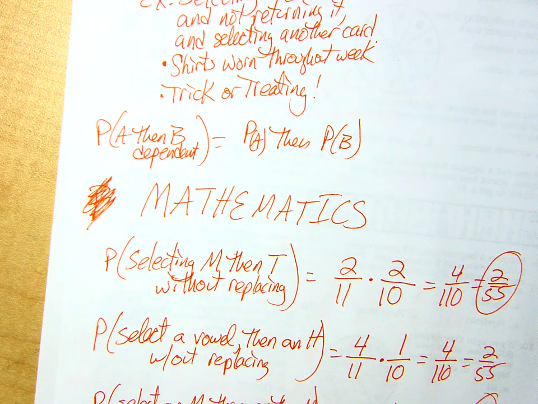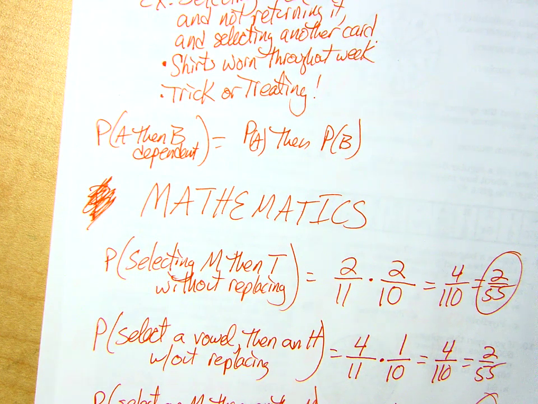What about a locker combination? So, independent, right? You could have a locker combination that's like 10, 10, 10. The second number has nothing to do with the first number. So I could repeat them, I might not repeat them, who knows?